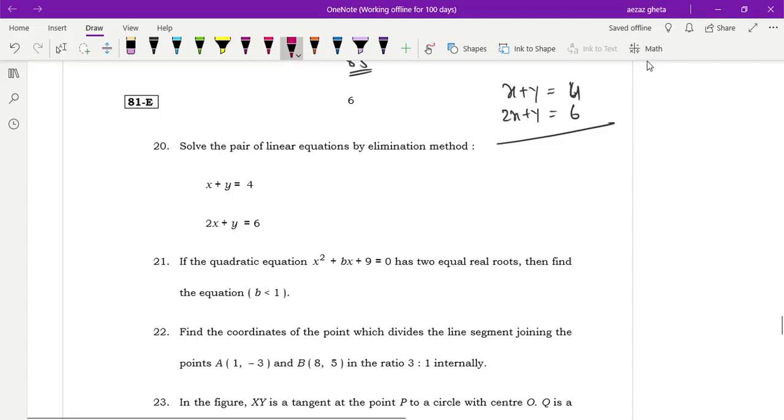Just change the sign. y will get cancelled. x minus 2x is minus x, 4 minus 6 is minus 2. Minus minus will get cancelled. x is equal to 2. Understood?